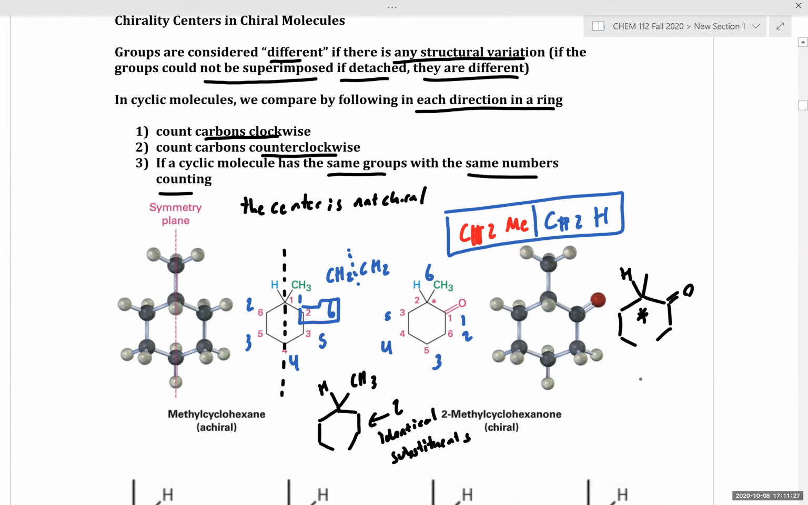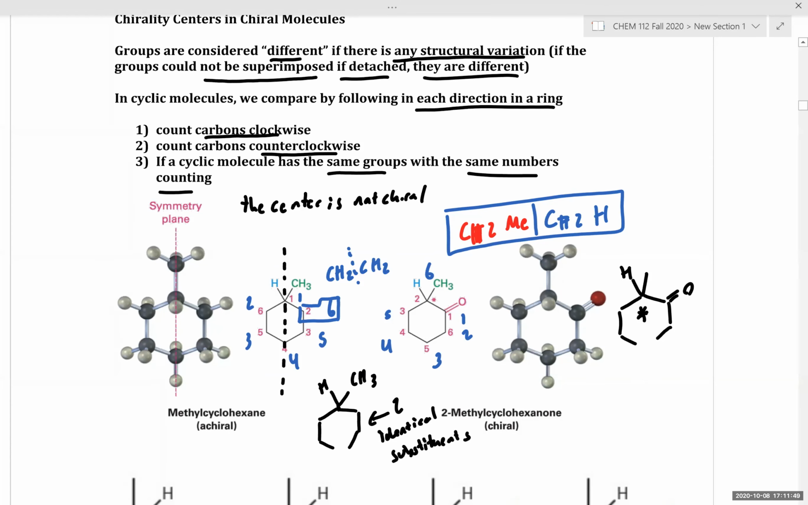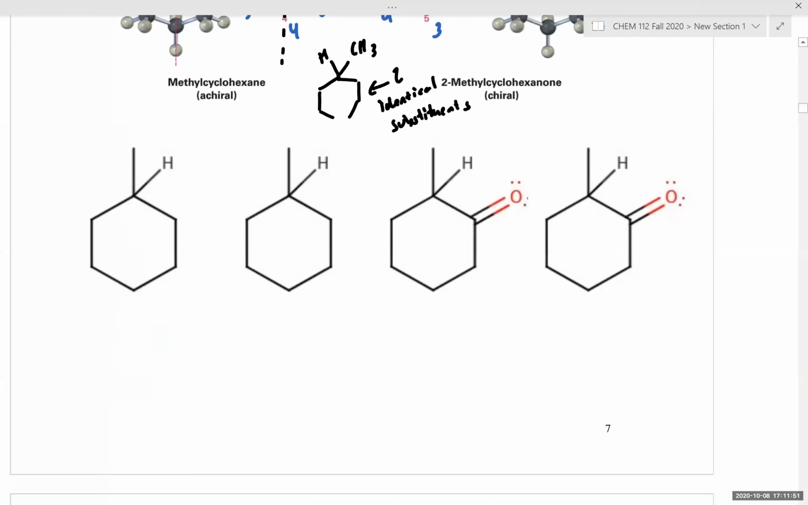So always be on the lookout for axes of symmetry when assigning whether or not a molecule is chiral and whether or not a stereocenter is a chiral center. Does this make sense to everyone so far? Okay, let's keep going now.